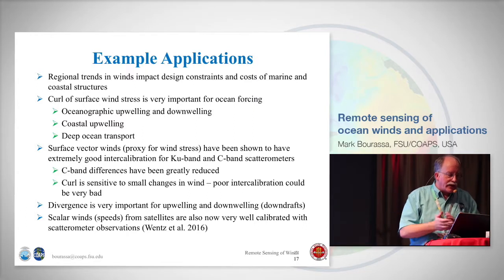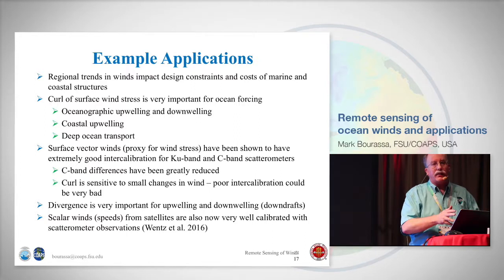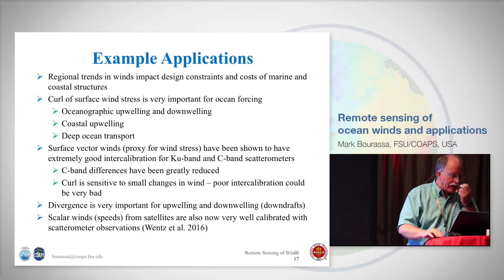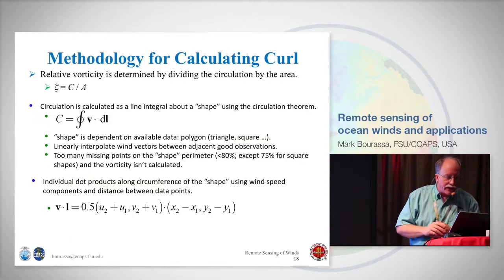So there's a lot of reason to get these derivatives. The curls drive the Ekman upwelling. You get the impacts on deep ocean transport and the like for stress. So this is easy to convert to stress, by the way. I'll show how to do that tomorrow. Again, since they're so well intercalibrated, it's easy to work with the constellation. So I'm going to go over how to work with this to calculate a divergence or a curl.